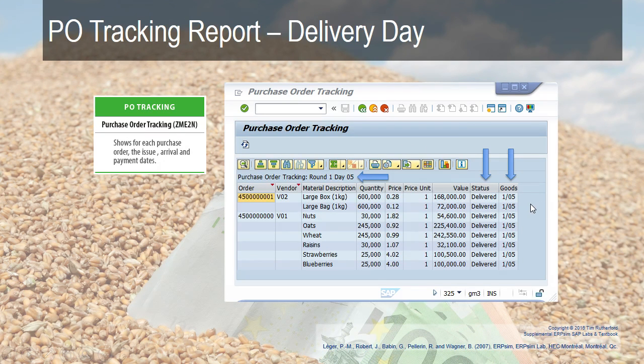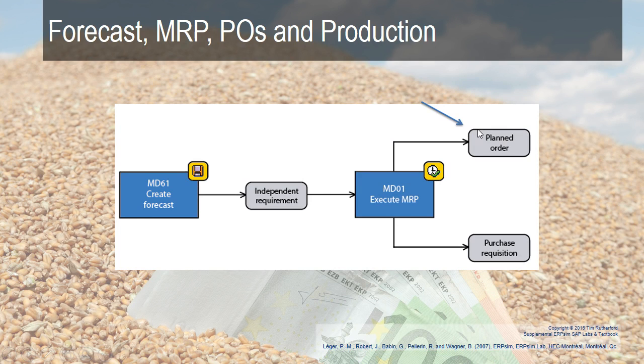Once you receive the raw materials, it shows delivered. So on day five, you can see that it shows up that it's been delivered. And once it's been delivered, then you can actually get started on the production process. So MRP, back when you ran that 5 simulated days ago, it created the purchase requisitions, which you converted into purchase orders. And it also created the production plan, the planned production orders.